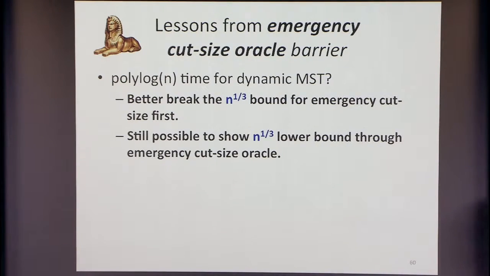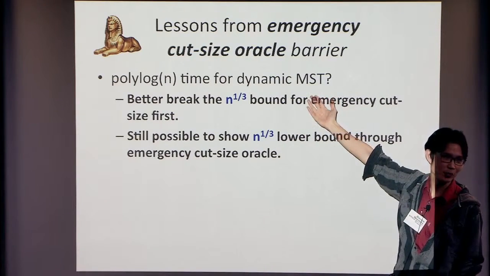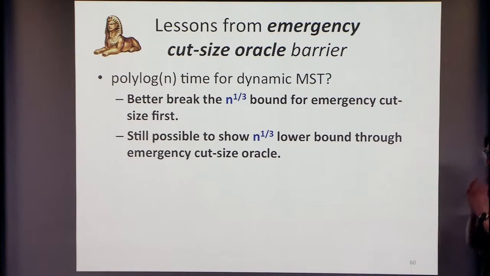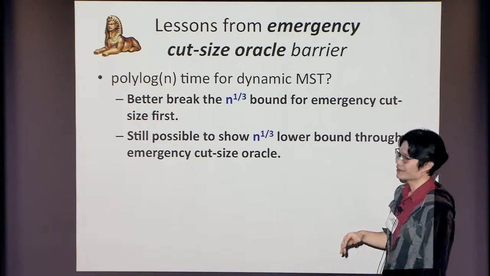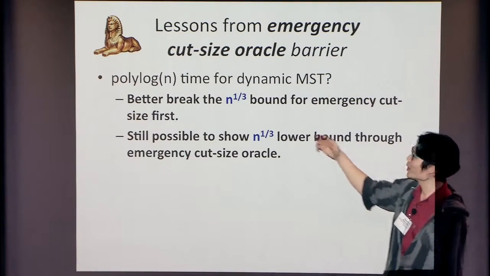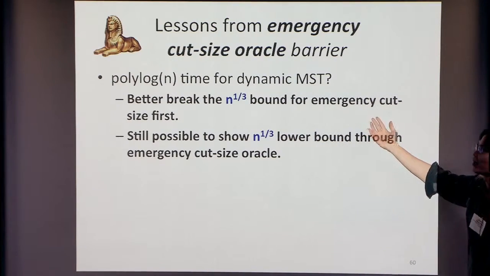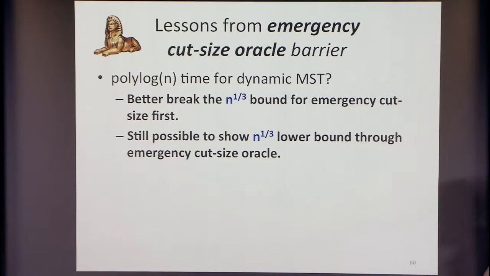So I have stated the main results. And I think people will interpret it in different ways. So I will just say how I interpret it, as I said in the beginning. So the first question you probably ask is, can you get polylog time for the dynamic MST problem in the worst case? For me, since we have this n to the 1/3 right now, my reaction will be, you better break this n to the 1/3 bound for the emergency cut size first before you can get polylog n for MST.